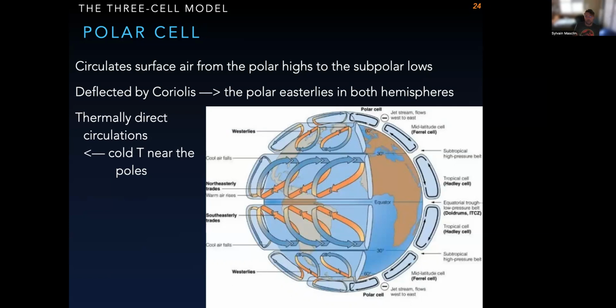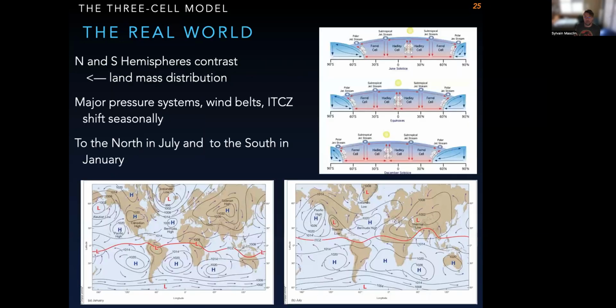So at this point, as I mentioned, we come to a more realistic model as we add the landmass distribution, the ground, the continents on the picture. And what we can observe is that over the year, the convection happening at the equator is in fact slightly shifting. It doesn't always happen exactly at the equator.